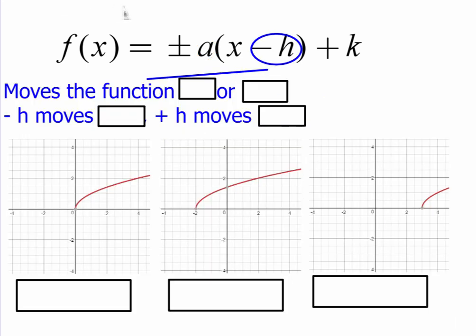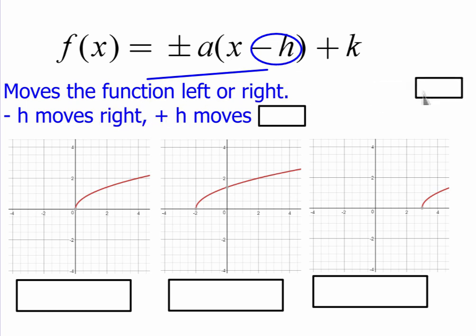All right, let's go inside the parentheses here and talk about our h. This h moves the function around. It moves it left or right. So this h tells us how many spaces to move it left or right. A negative h, or a minus h, moves our function to the right, and a plus h moves it to the left. Think of these as being opposite, all right?